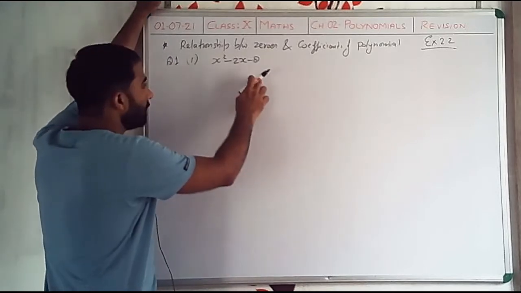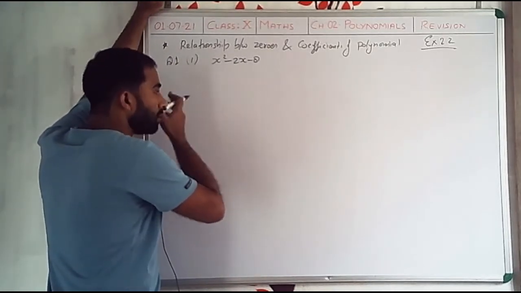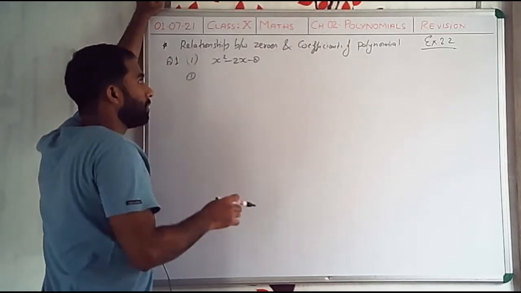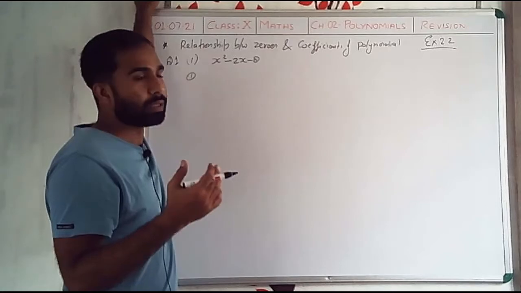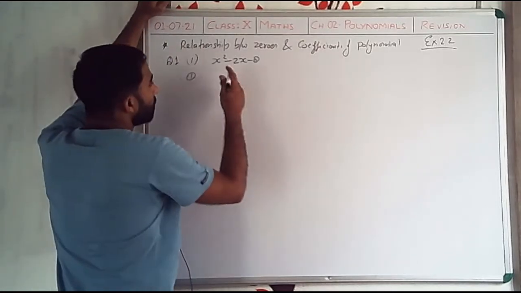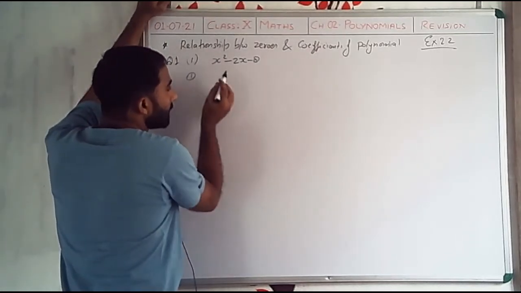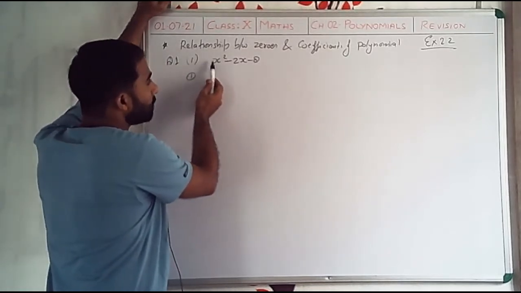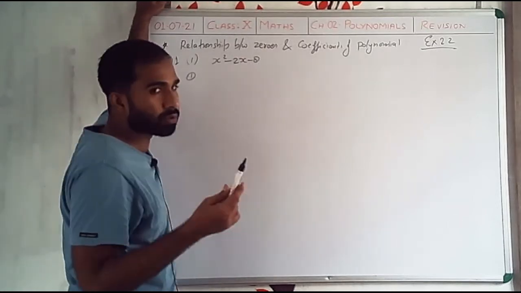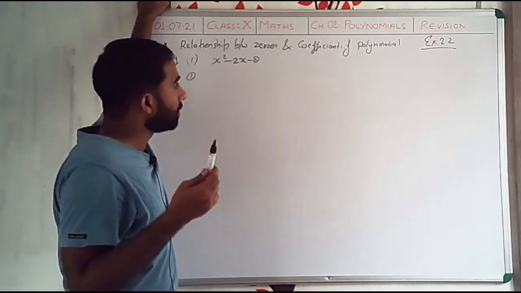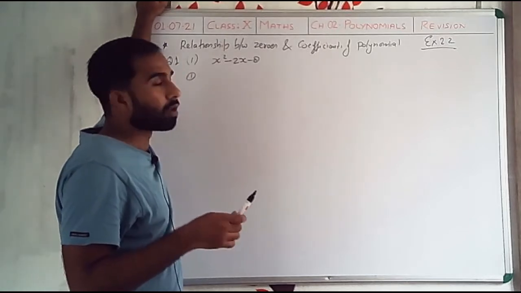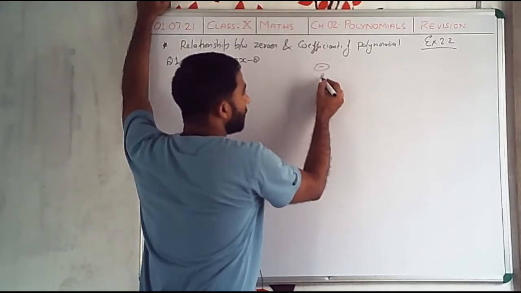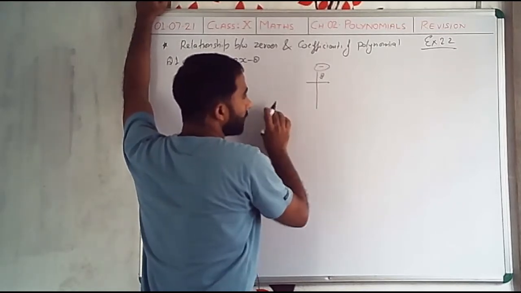Now, let us see the first step to find the zeros of this polynomial, by the method of splitting the middle term. So, what is the product? You can see here a is 1 and c is minus 8, so the product is minus 8. Because the product is negative, we have to divide 8 into factors.